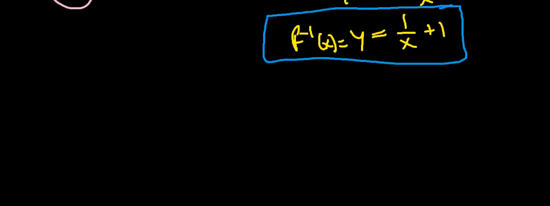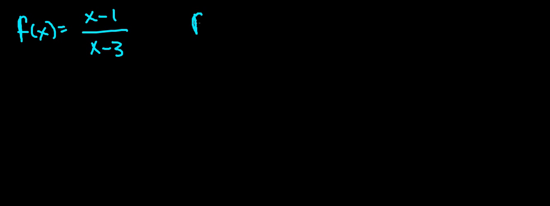I have one more. This one, it's not really more difficult to understand. It's just the algebra that's involved that can be a little bit tricky. So we have f of x is equal to x minus 1 over x minus 3. And I want to know the inverse.